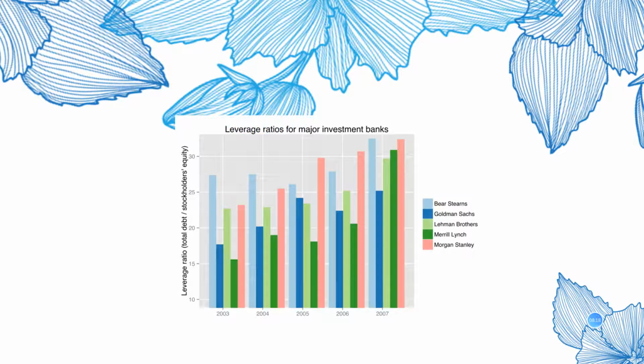Now, this figure shows the leverage ratio for major investment banks in the United States from 2003 to 2007. We can see that all these 5 investment banks suffered deeply during the financial crisis, especially Lehman Brothers, which went bankrupt in 2008.